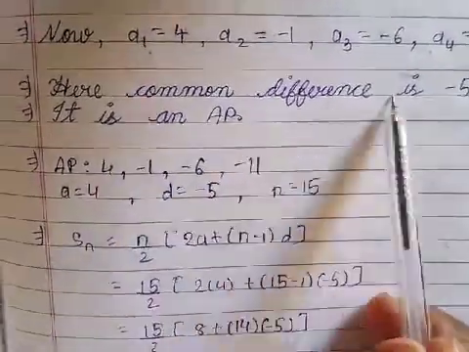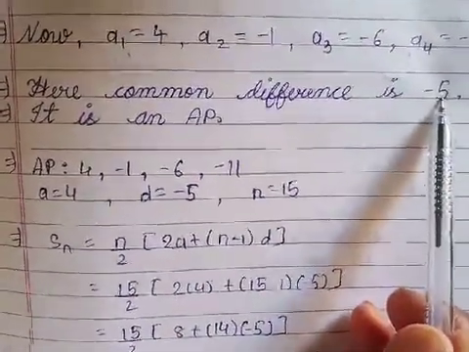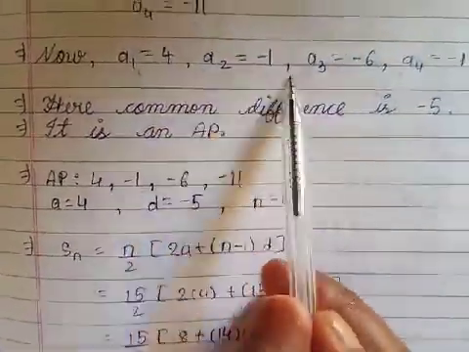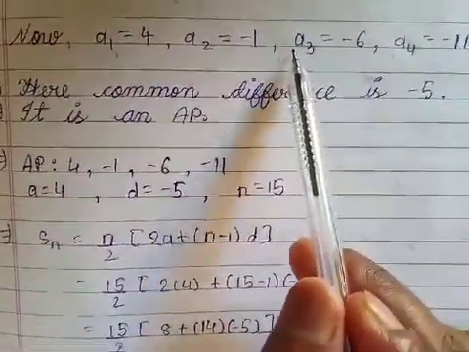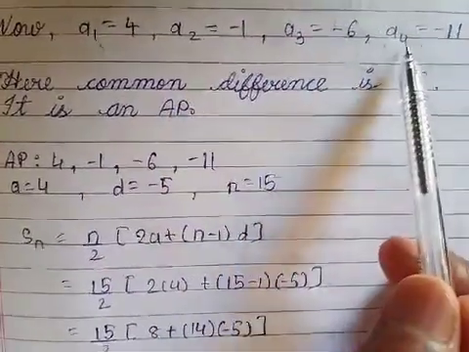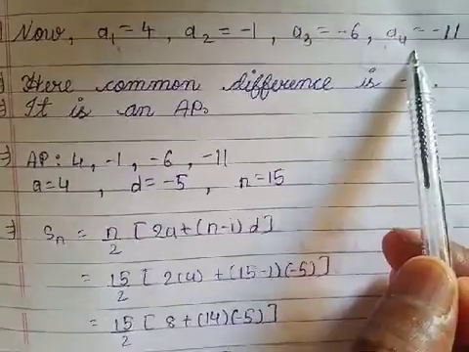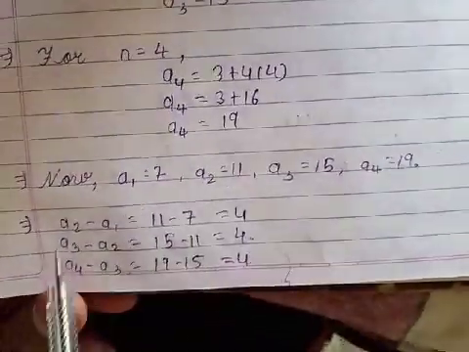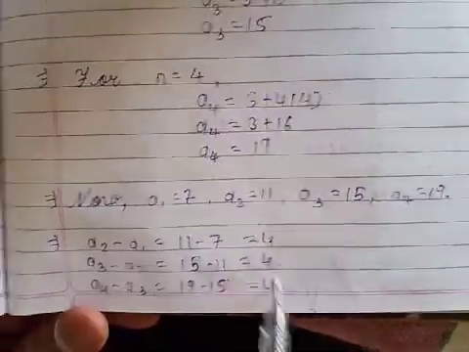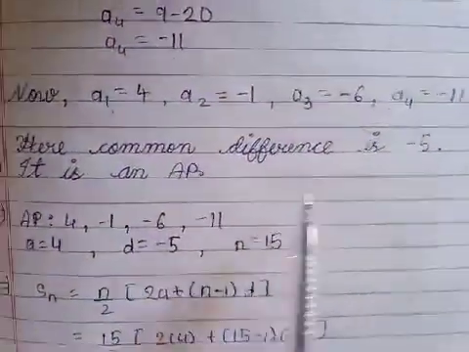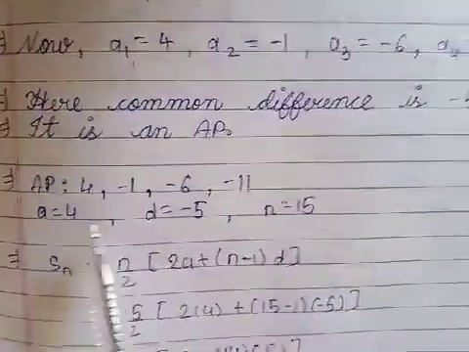Here the common difference is what? Minus 5, you can see. How to find it? a2 minus a1, then a3 minus a2, then a4 minus a3 as we did previously. Find the common difference. If the common difference is the same, then it will become an AP.